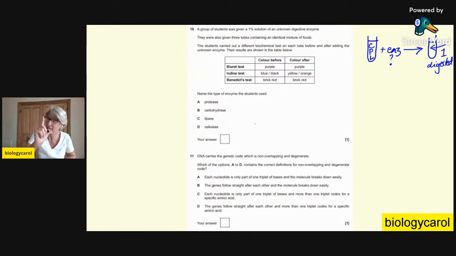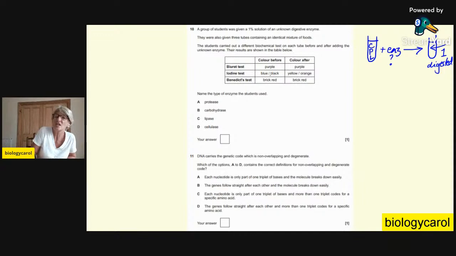They do a single food test. They do a biuret test on tube 1, an iodine food test on tube 2, and a Benedict's test on tube 3. And you're looking at the color change to work out what the unknown enzyme is. So here, this requires you to know that the iodine test tests for starch, and this is the test that changed. It went from blue-black to yellow-orange because, of course, the unknown enzyme, digestive enzyme, digested the starch into sugar.